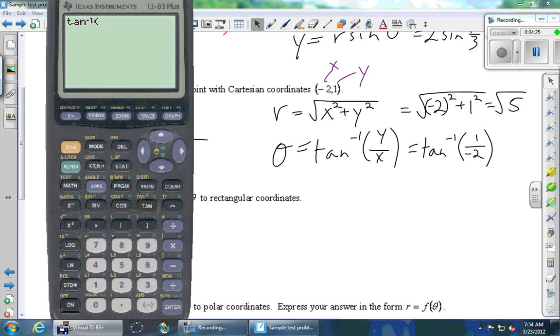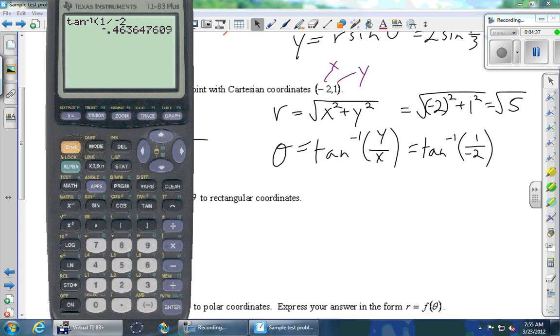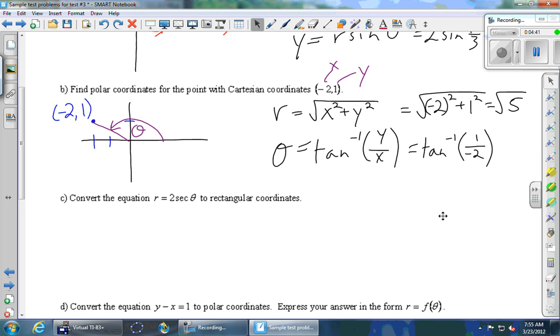Inverse tan of 1 divided by -2. I get -0.463. Again, thinking about the mode, the calculator just gave us an answer in radians, which is fine. -0.463. Where is -0.463? Okay, so for radians, we've got a couple of special ones I'd like you to know.